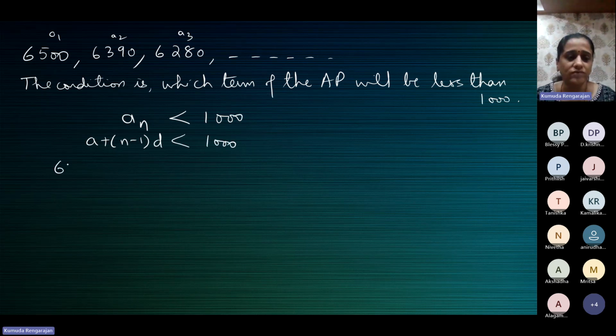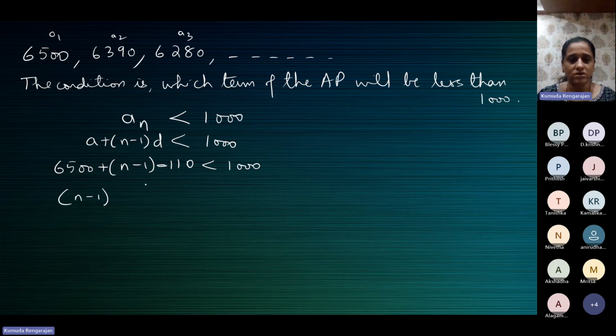A is 6,500 plus (N minus 1). We do not know the value of N, that's what we have to find. Into D, be careful: 6,390 minus 6,500, so minus 110. A2 minus A1 is minus 110. So (N minus 1) into minus 110 is less than 1,000, and you can transpose 6,500.